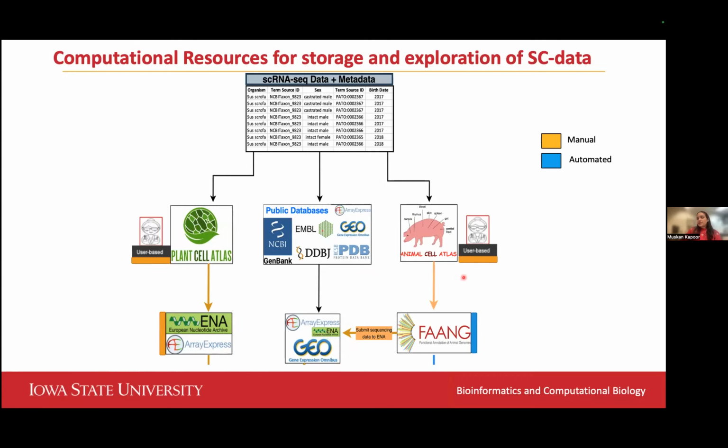Within the animal cell atlas, the user submits the data either to the FANG portal or one of these portals. From the FANG portal, the raw files and sequencing files are submitted to the ENA by the user itself. The user performs validation checks and submission in the FANG portal.